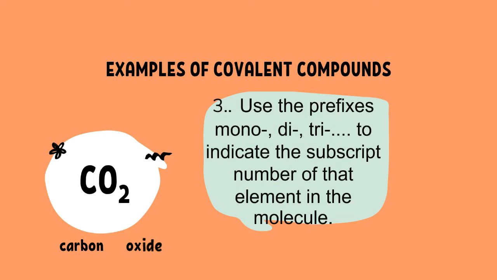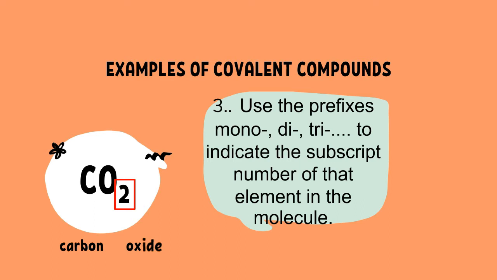Now what is that? You have to use prefixes mono, di, tri, etc. to indicate the subscript number of that element in the molecule. When we say prefix, it's a word that we add at the beginning of a word. For example, mono, di, tri, and tetra. Now, in this compound, we have a subscript of 2, and that subscript of 2 is for oxygen, meaning we have 2 oxygen and only 1 carbon.